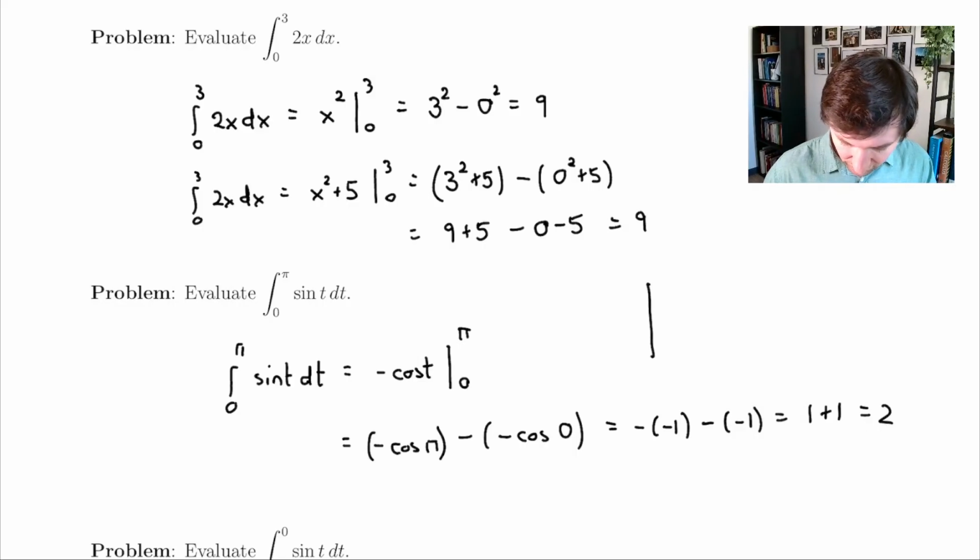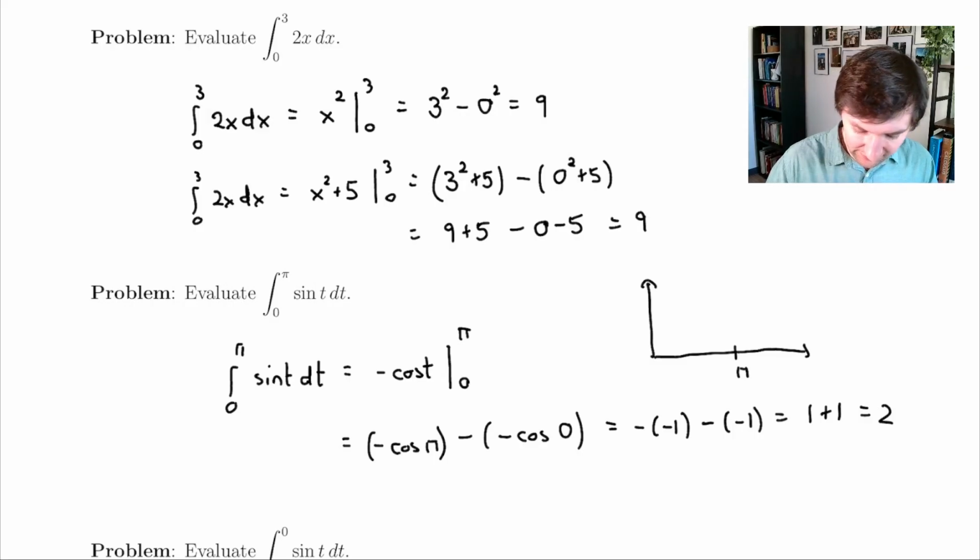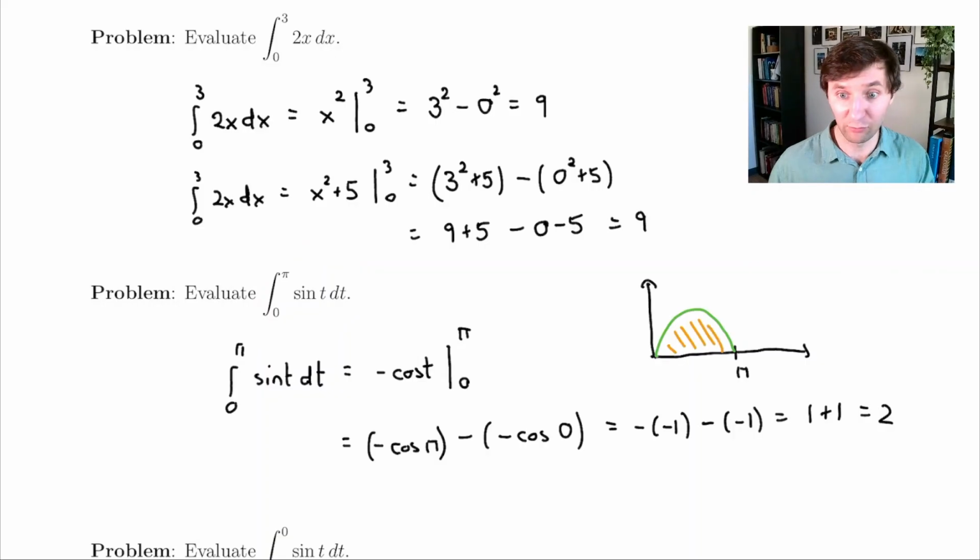This is a very interesting result. If you were going to draw the function sine of t between 0 and pi, this is how this function would look like. This definite integral tells us that the area of the region under the graph of the sine function between 0 and pi is exactly 2. The area of one bump of the trigonometric function sine is 2.